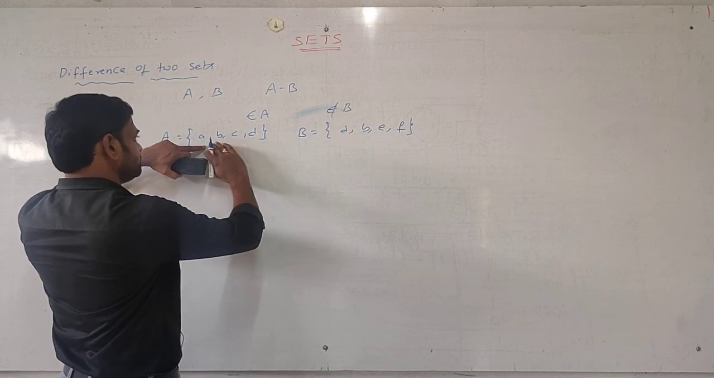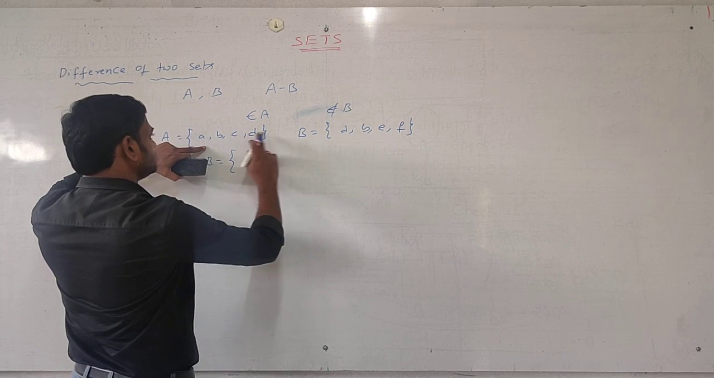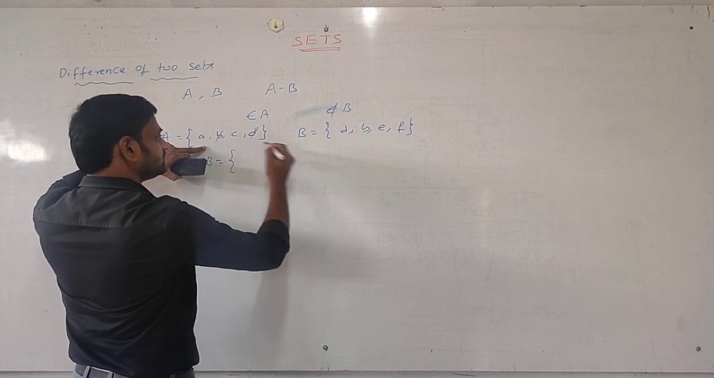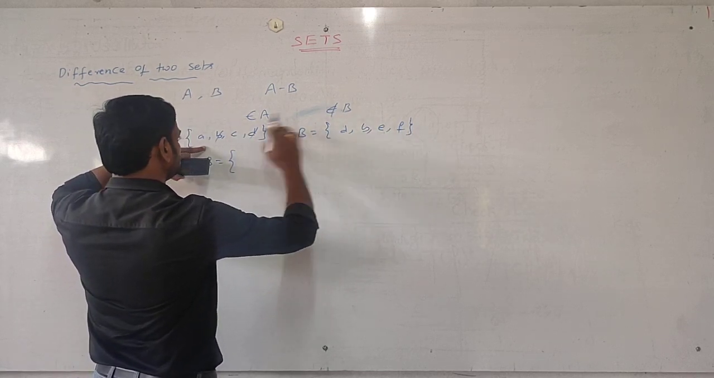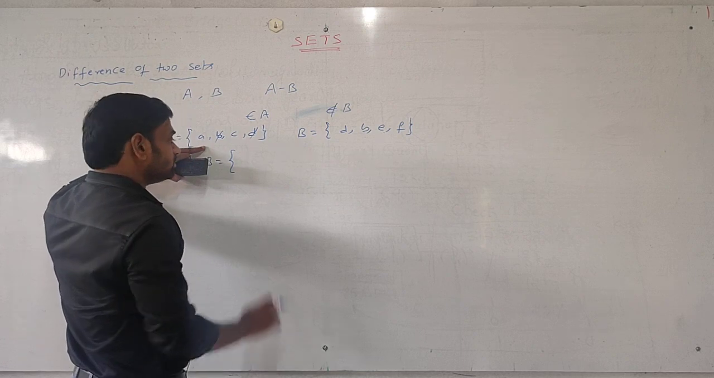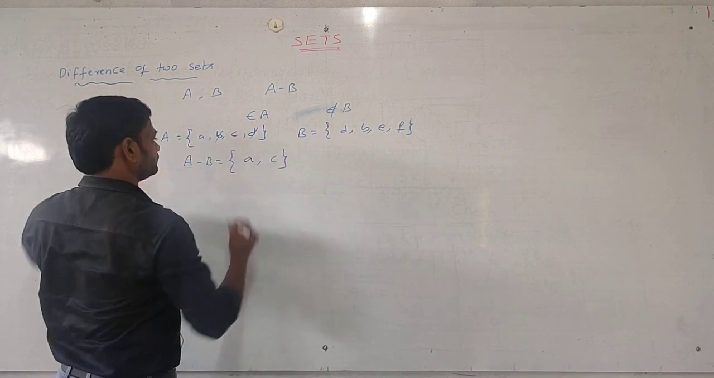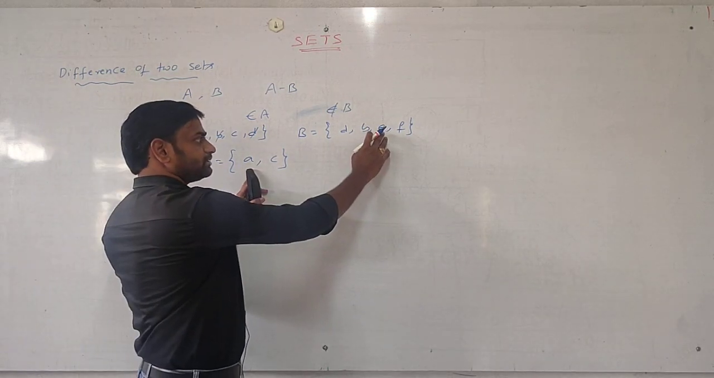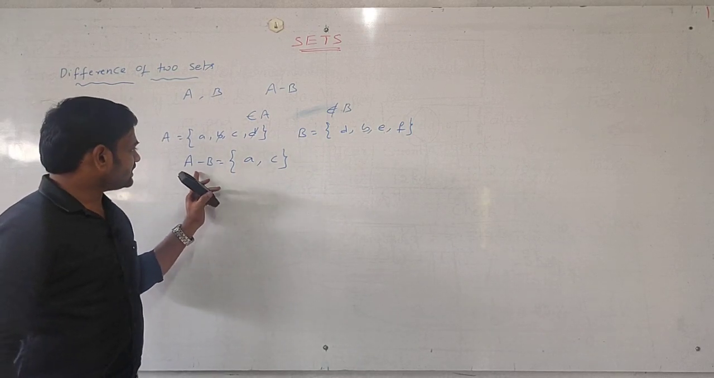Now see here, this is A minus B. That means B elements we have to eliminate. So what are the B elements here? D. D is there? Yes. Cancel this one. Next, B is there? Yes. Cancel this one. Next, E is there? There is no E here. Leave that one. F is there? No. Now we have to write the remaining elements. That is A comma C. Don't write these elements. That is A minus B.